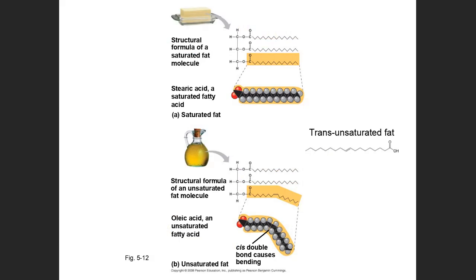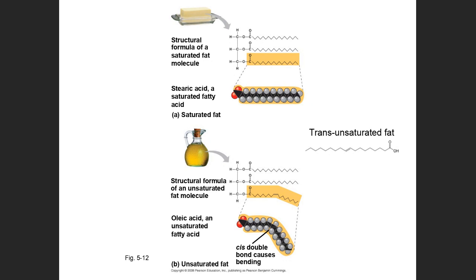Saturated fats, all those fatty acids are linear molecules, which means that the triglycerides can all stack together and pack themselves very tightly together. And that's why saturated fats tend to be solid at room temperature, because all these long linear hydrocarbons are able to pack tightly together.